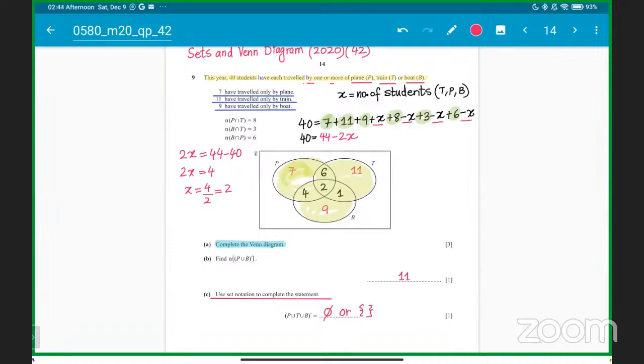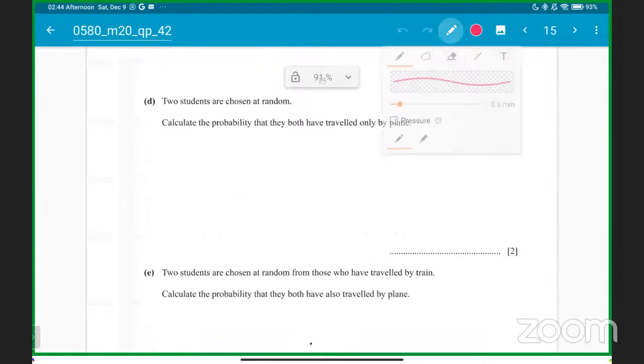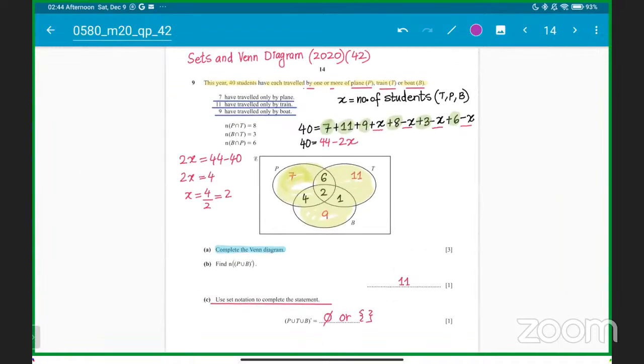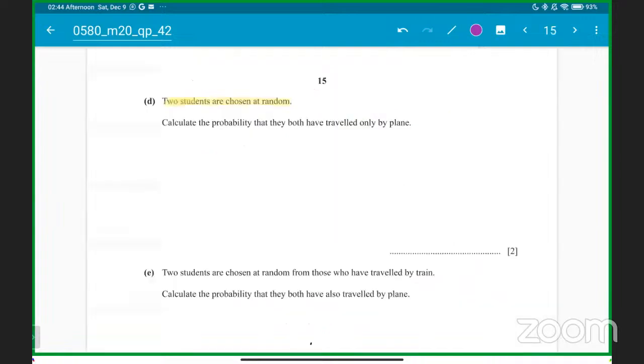Now, this was sets and Venn diagram. Next, part D involves probability, which is related to the sets and Venn diagram question. The first very important thing is to read the question properly and carefully. Any doubt in this one? Let me know. Part A, B, or C, I'll repeat it.